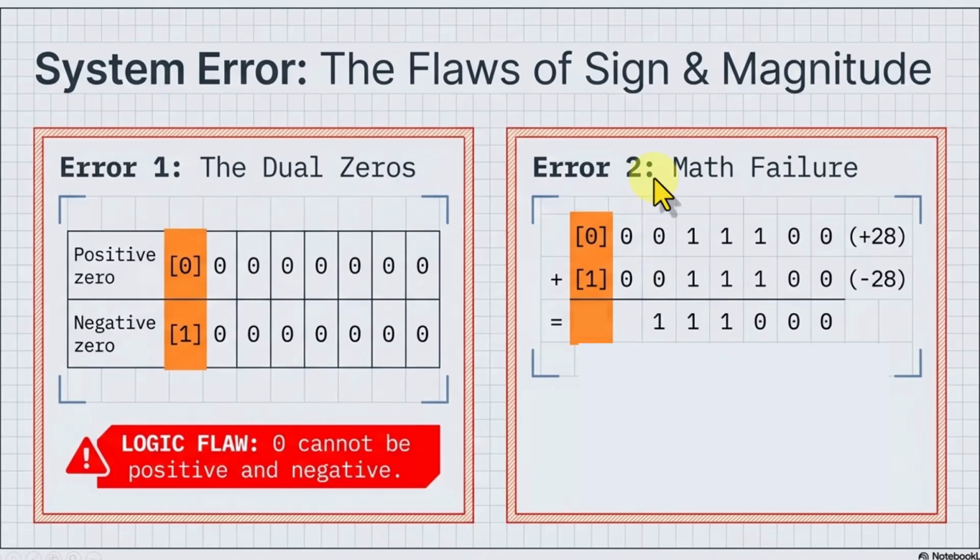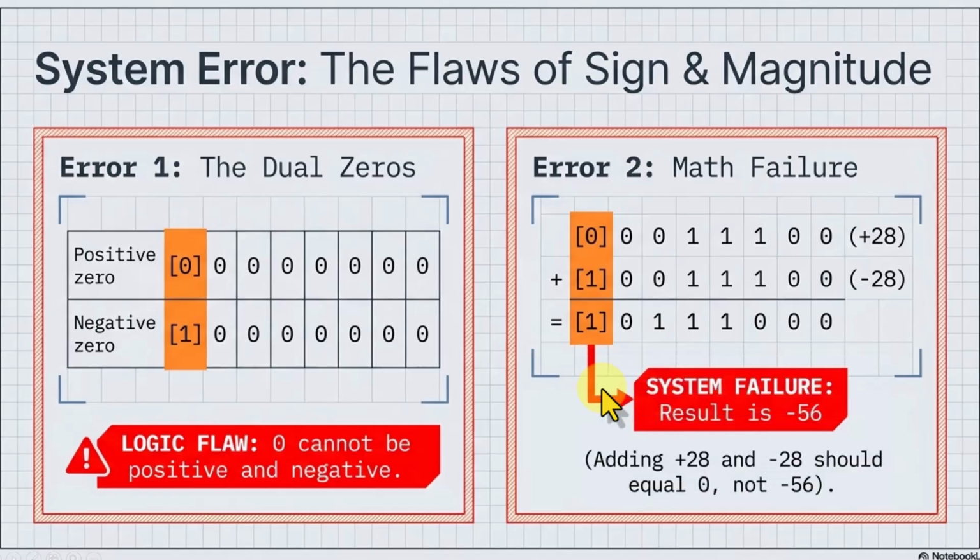So again, 1 plus 0 plus 0 is 1, then 0 plus 0 is just 0, and 0 plus 1 again simply becomes 1, okay? So see, that is a system failure. Right now, we have gotten a negative 56 as a result, so it does not really work well. Adding positive 28 and negative 28 should equal 0, not a negative 56.